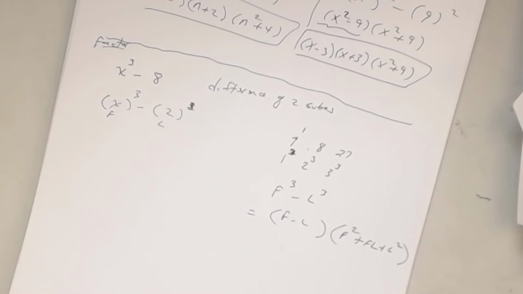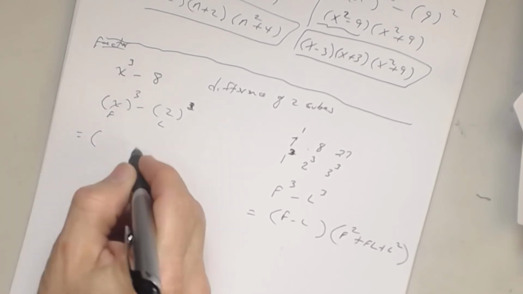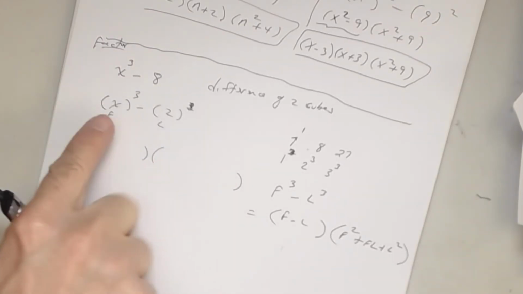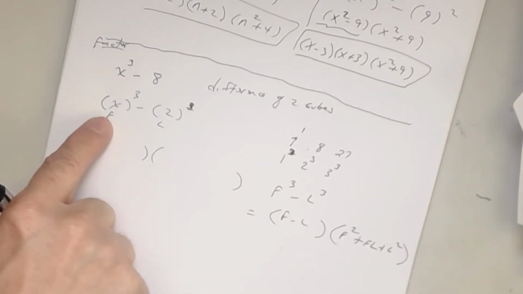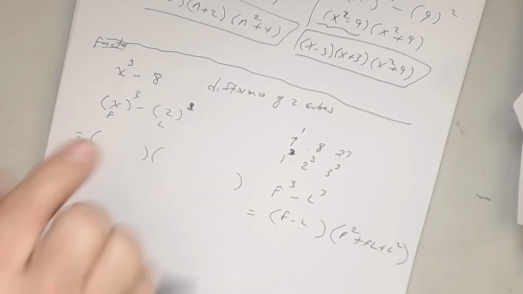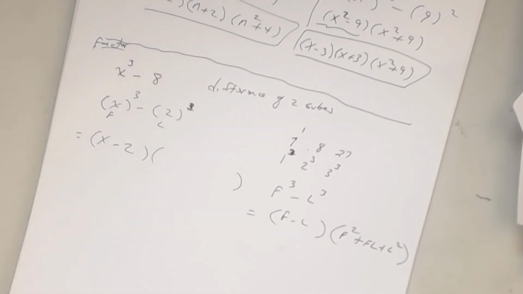All right? So look how this is going to work out. What is f in this case? X. What's L in this case? 2. So think of this in terms of f and L. So all you do is plug it back into your formula. Remember, it's a binomial times a what? Trinomial. The binomial part's always the easiest because you just write what you see. What's f? What's L? So what do I write? X minus 2. So there's your binomial.